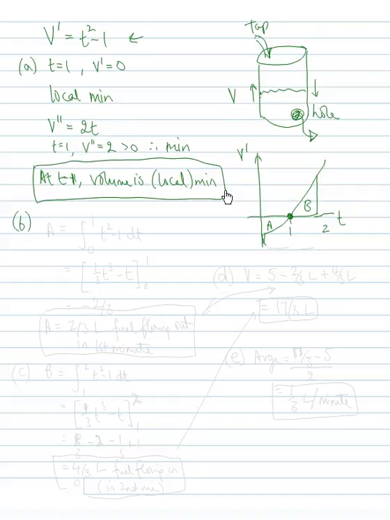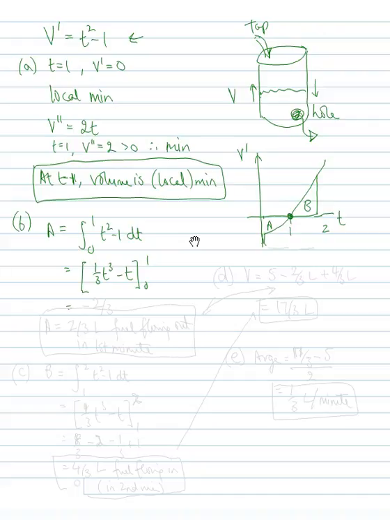The second part is saying find the area of region A. So A is this region here from 0 to 1. So it's the integral from 0 to 1 of that derivative, dt. This is a calculator section, so you can put the numbers into the calculator and figure it out. But actually, this is easy enough to integrate. So the integral of t squared is 1/3 t cubed. The integral of minus 1 is minus t, and we're doing it from 0 to 1.